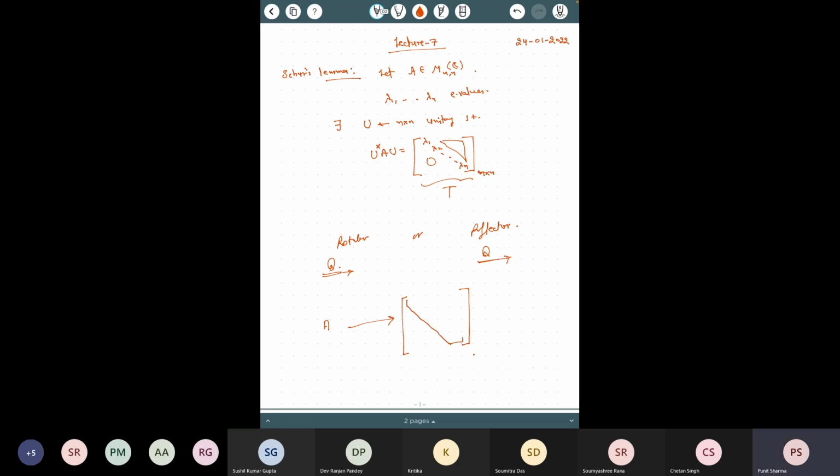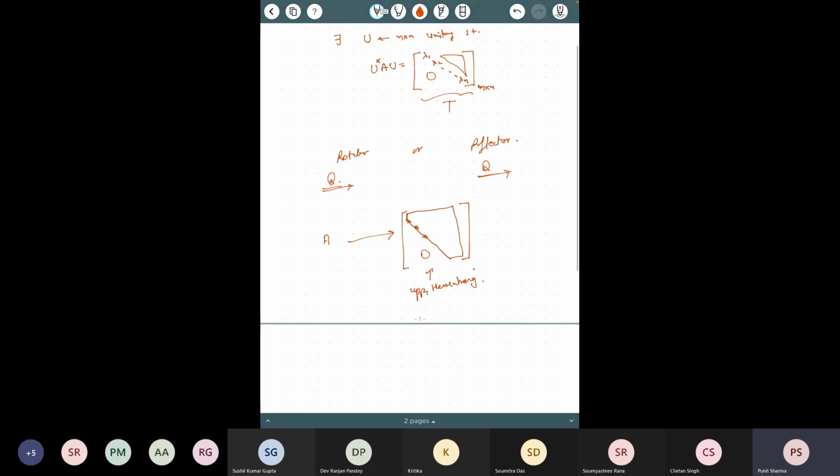What is upper Hessenberg form? It is almost an upper triangular matrix. It has one extra diagonal, an extra subdiagonal. That means below the main diagonal there is one more diagonal. So it is almost upper triangular, but not upper triangular, because it has some non-zero entries in the first subdiagonal. Such matrices are called upper Hessenberg. This is just for your information, to show why these rotators and reflectors are useful.